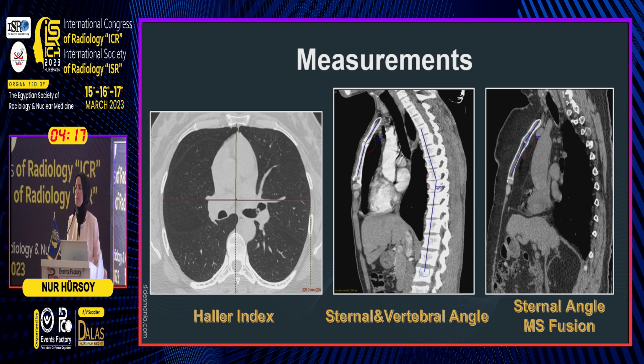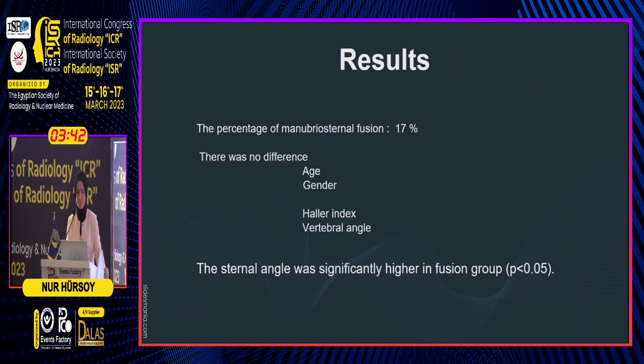I've added some extra measurements to investigate the main effect of the Manubriosternal fusion on the thoracic shape, and these three images demonstrate how I measured this. I measured the Heller index, the sternal and vertebral angle, and again the sternal angle in patients who have Manubriosternal fusion. We know the sternal angle, or Lewis angle, is the angle between the axes of the manubrium and the corpus of the sternum.